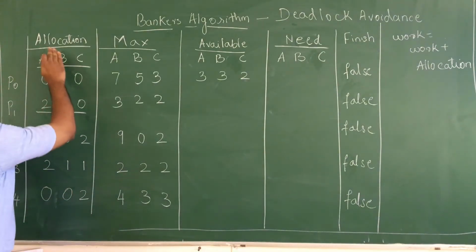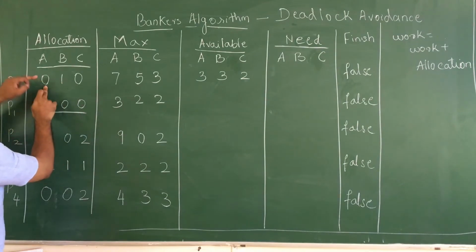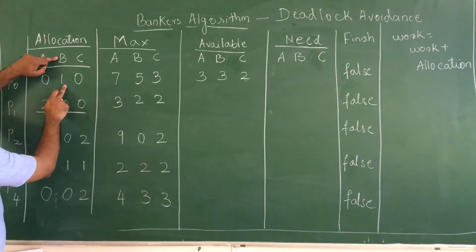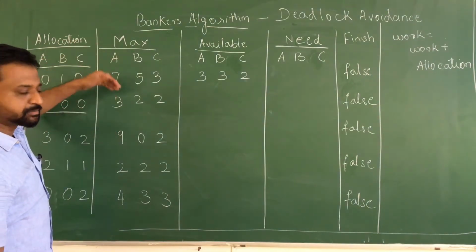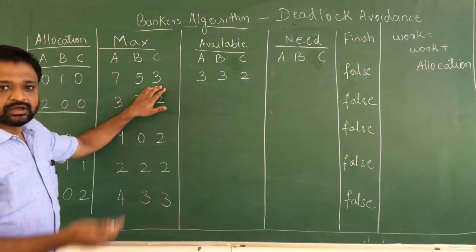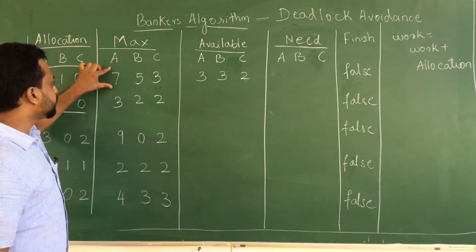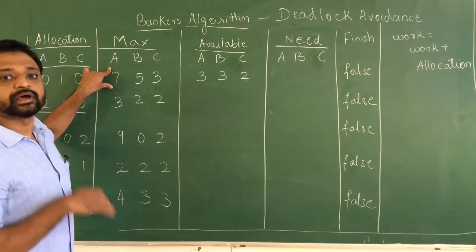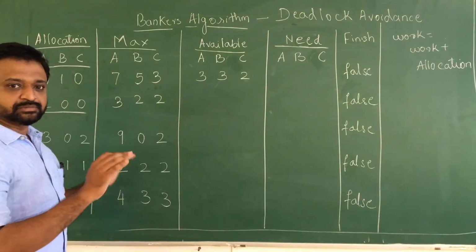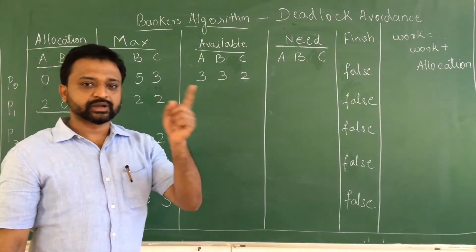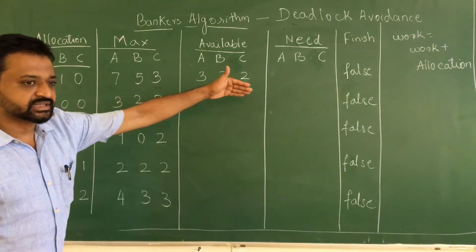Now we see that the allocation for P0 is 0, 1, 0. That means 0 is allocated for A, 1 for B, and 0 for C. Similarly, we have the Max array. That means 7, 5, 3 are the maximum resources. A can be allocated a maximum of 7 resources, and now it has been allocated 0. So process 0 can be allocated 7 resources, not more than that. So now we are given this data.